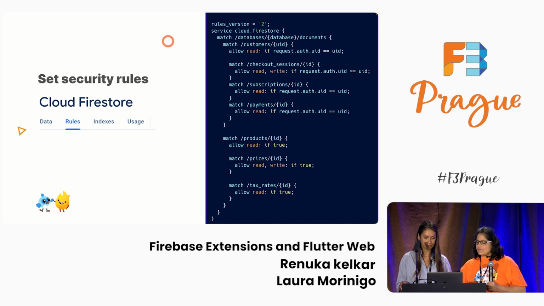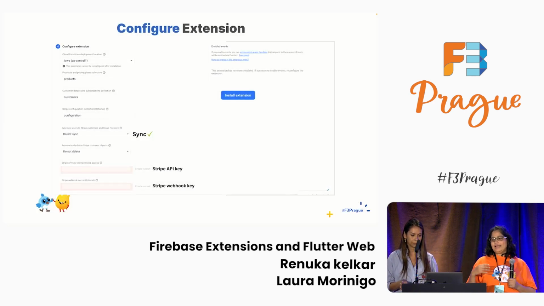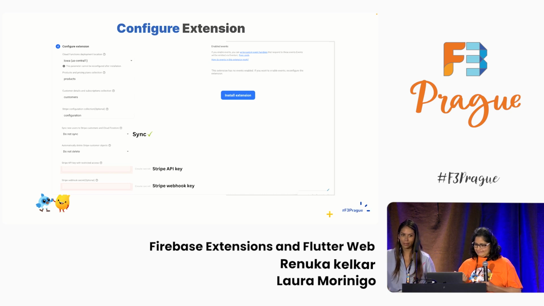The next step is that you have to configure the extension. So while Laura is talking about the Stripe API key and Stripe webhook key, this is where you put it. This is the place. Don't forget about it because I forgot. That's what I'm telling you. I forgot to put it here and also in one of the steps later.